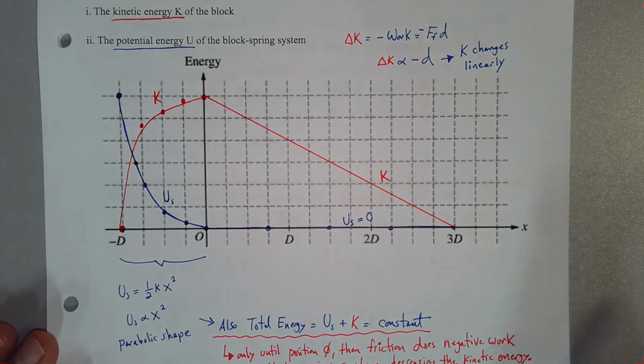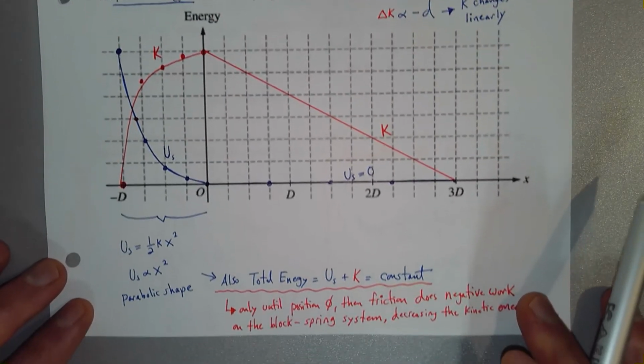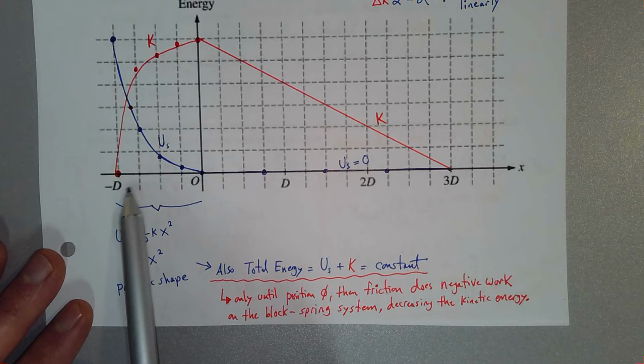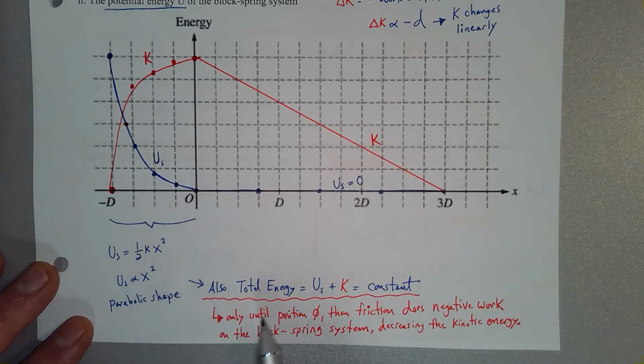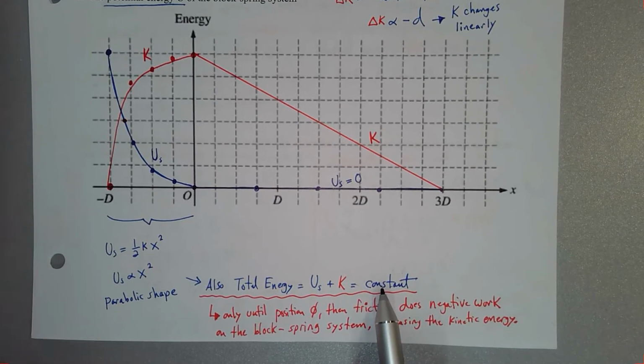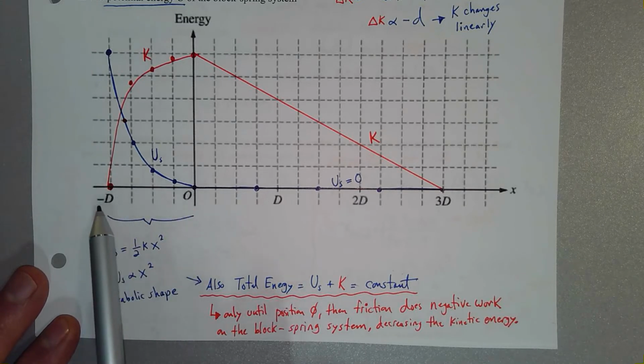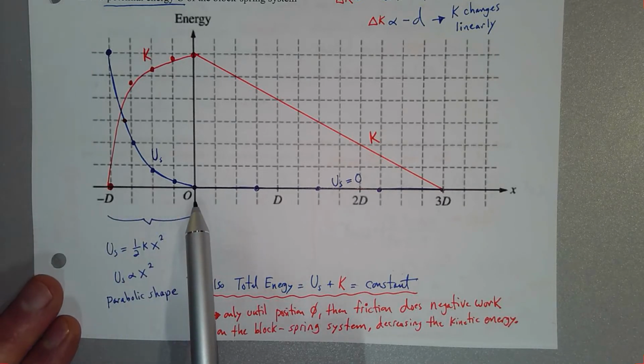Well, what's true of the kinetic energy of the block? Well, in this region right here, and this is only going to apply to the region between negative d and 0, we need to think about the fact that the total energy of the system, because the block is on a frictionless surface, is always going to be spring potential energy plus the kinetic energy. That stays constant because there's no negative work being done for the first amount of displacement. That's all happening on a frictionless surface.